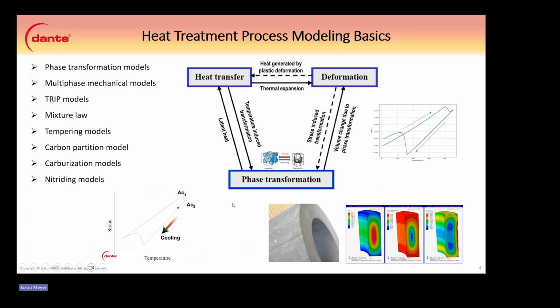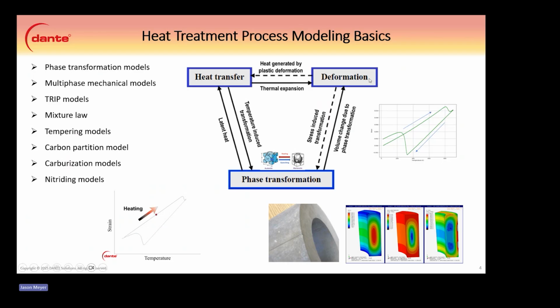As that phase transformation happens, there's also latent heat, so that goes back into the heat transfer calculation for a little nonlinearity there. As far as the phase transformations themselves, they have a volume change. You can see the austenite has a volume reduction, and the martensite here has a volume increase. And so those volume changes create more deformation.